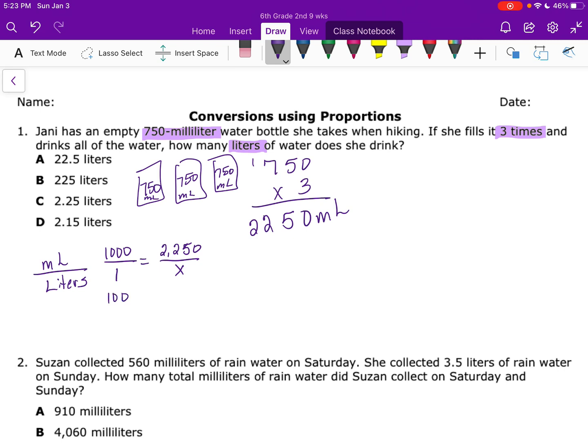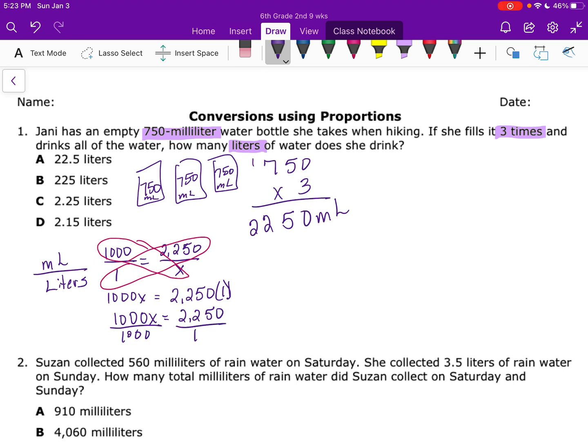So we're going to have 1,000 x. We multiply the diagonals. So we have 1,000 x equal to 2,250 times 1, which is just 2,250. So 1,000 times something, x, is going to give us 2,250. Well, I don't know what that is, so I'm going to have to divide. So I'm going to divide both sides by 1,000. And this will become 1x equal to, and I'm going to have to divide that. So I'm going to go to the side.